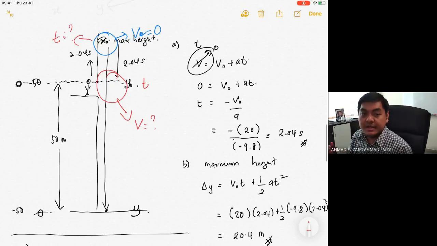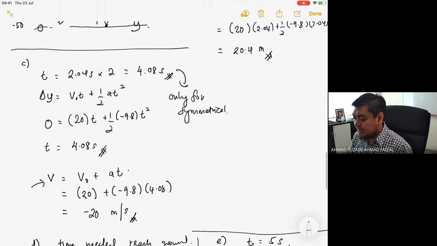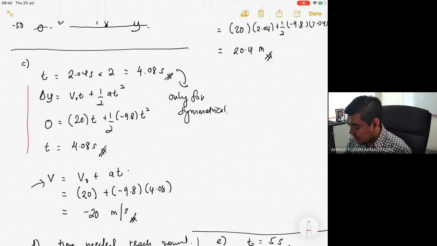Saya tak boleh gunakan v equals to v0 plus at. Tak sesuai. Sebab bila guna v equals to v0 plus at, okay, kita tak tahu v. Dan kita tak tahu t. Masalah lah kan? Ada dua parameter yang kita tak tahu. So that's why we need to gunakan cara C tu. Okay, kena gunakan cara ini untuk dapatkan time.